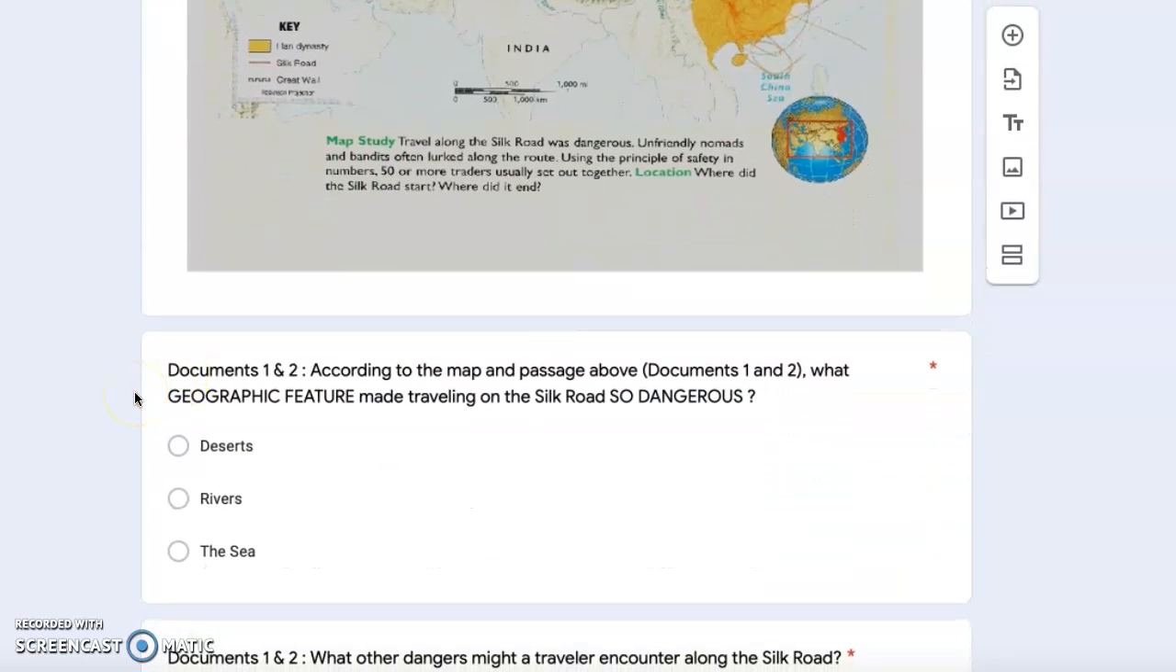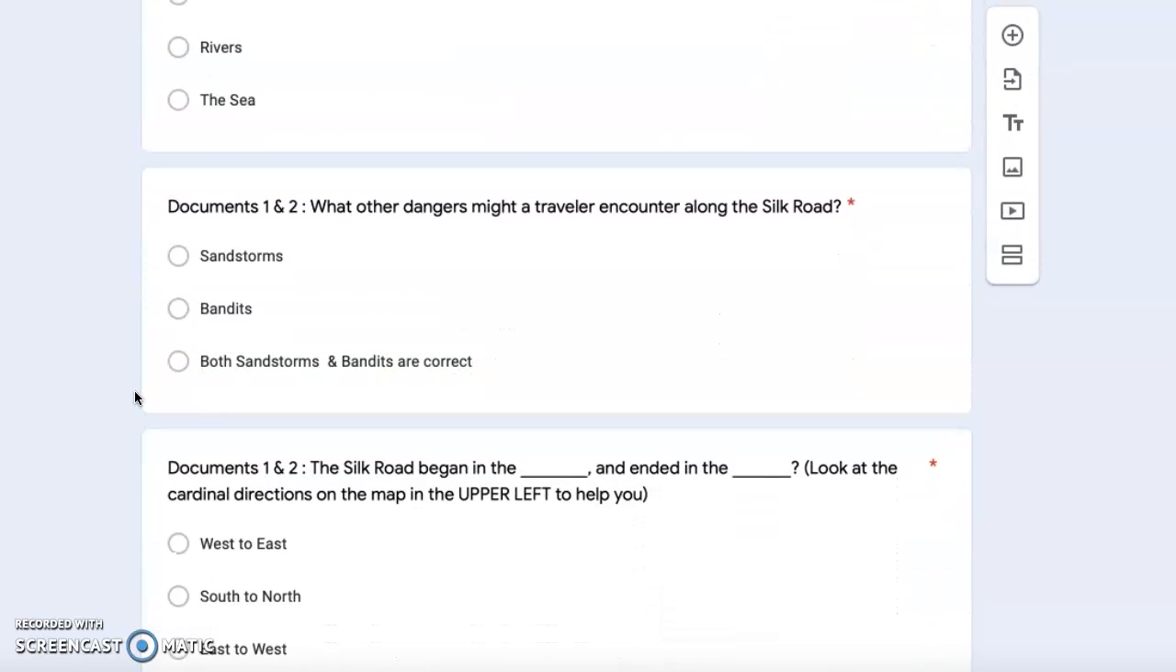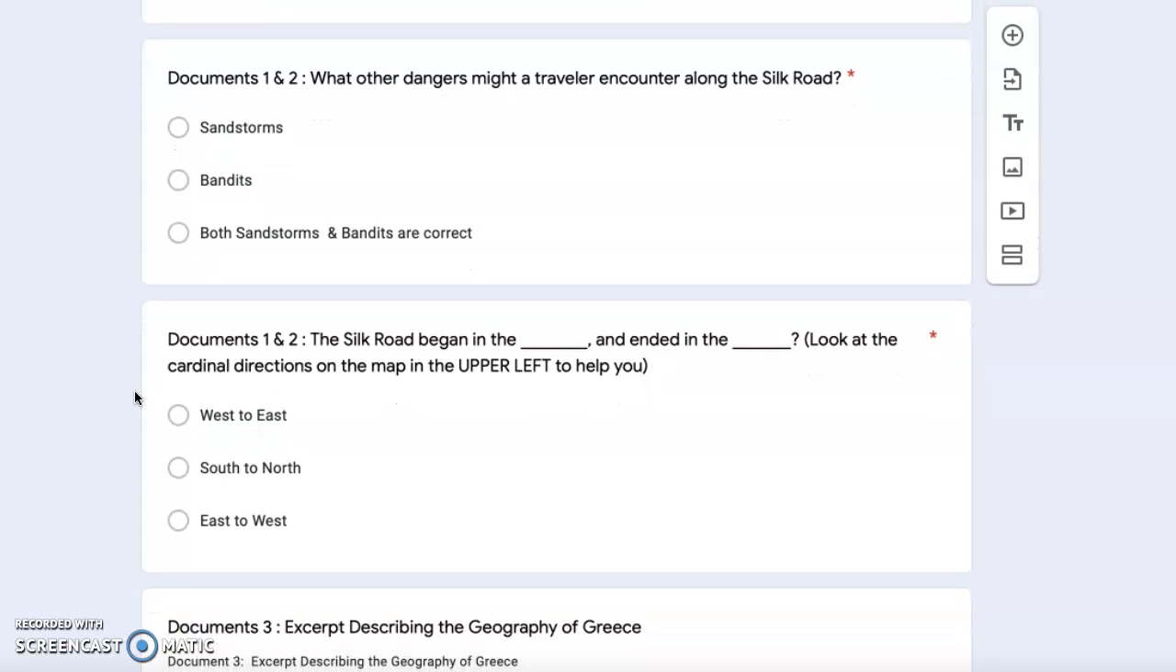Documents 1 and 2. According to the map and passage above, which is documents 1 and 2, what geographic feature made traveling on the Silk Road so dangerous? Deserts, rivers, or the sea? Documents 1 and 2. What other dangers might a traveler encounter along the Silk Road? Sandstorms, bandits, or both sandstorms and bandits are correct.